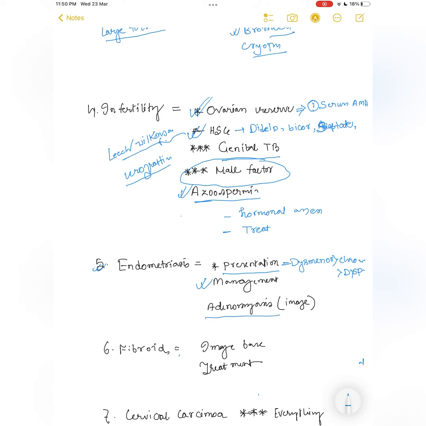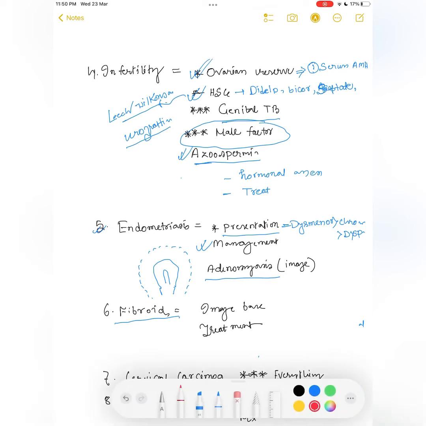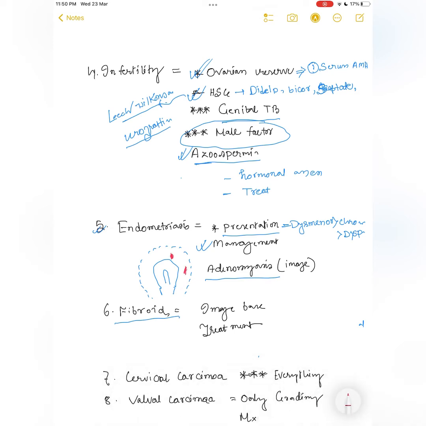Next is the adenomyosis image and fibroid. I will just emphasize a short diagram for your exam, how it looks. In case of adenomyosis, suppose this is a uterus, and adenomyosis is a symmetrical enlargement of the uterus all around, and there are various spots of hemorrhage present in the uterus. So this is how it looks. This is how the uterus in adenomyosis looks.